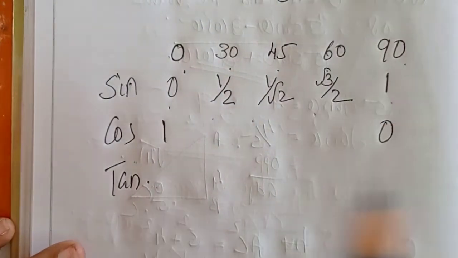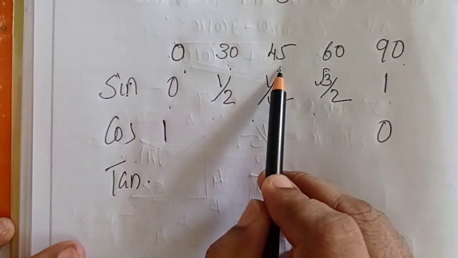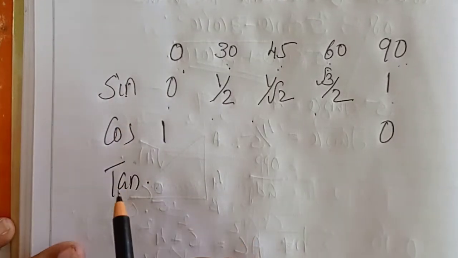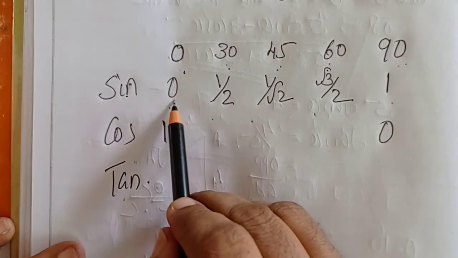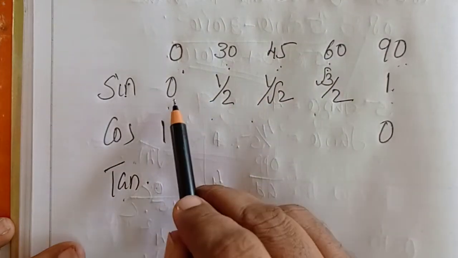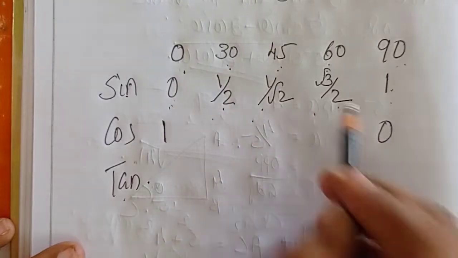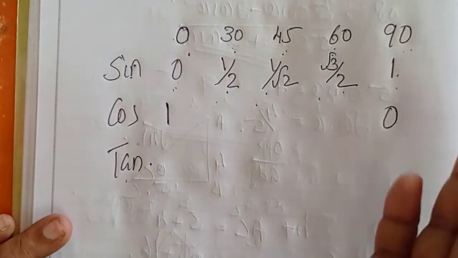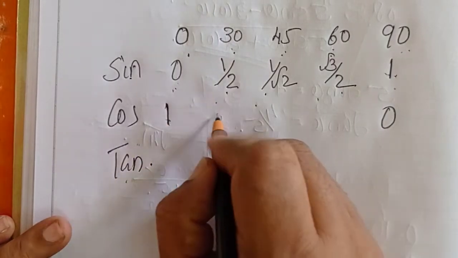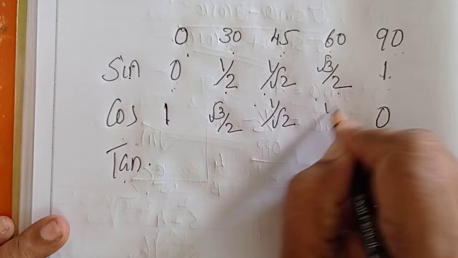I will repeat. What are the standard angles? 0, 30, 45, 60 and 90. Then sine, cos, tan. Then sine 0, 0 to 1. Upper limit is 1. In between 0, 1 by 2, 1 by root 2, root 3 by 2. Then just write the reverse for cosine. 1 is already we wrote. Then root 3 by 2. 1 by root 2 is in the middle. 1 by 2.